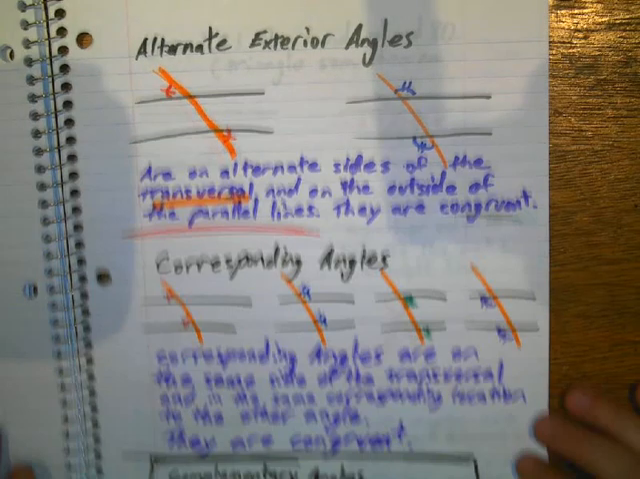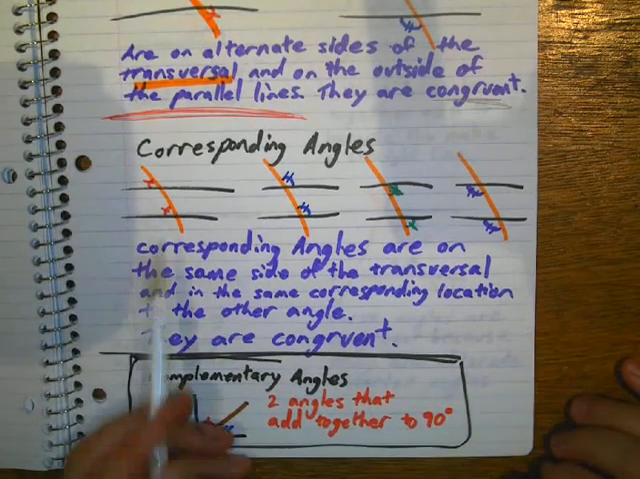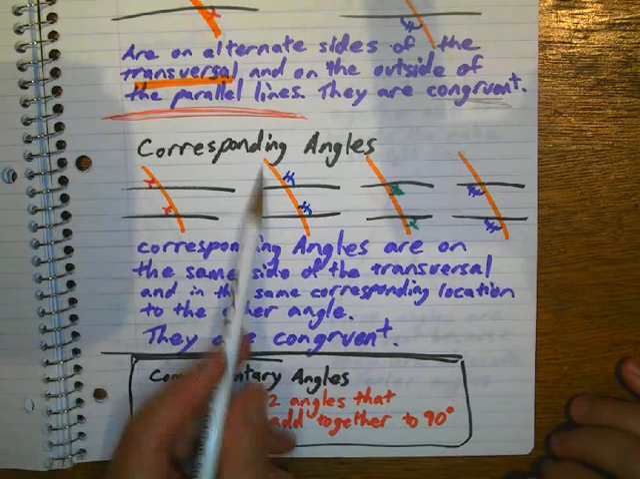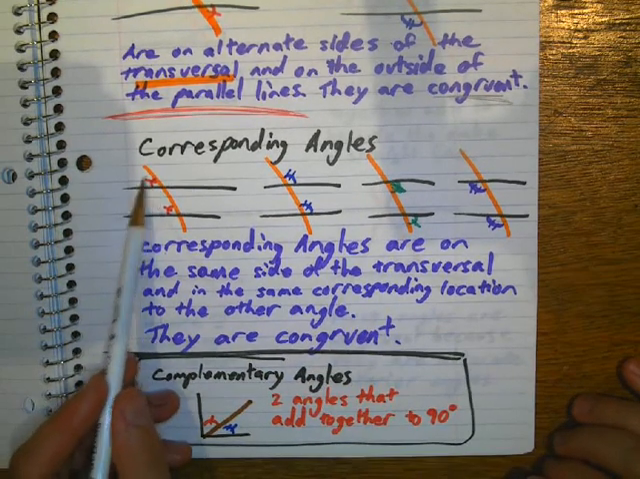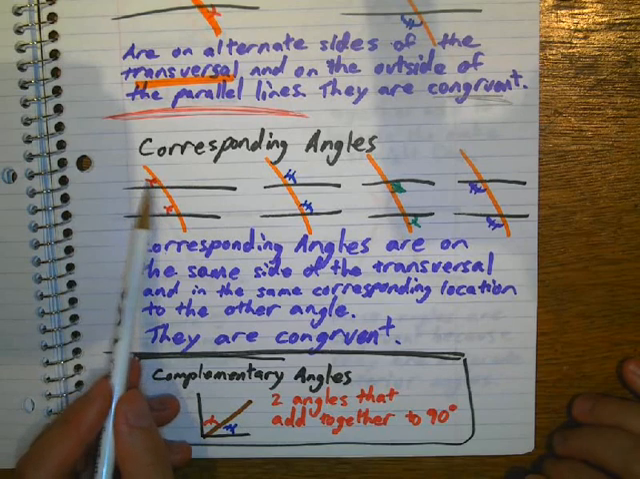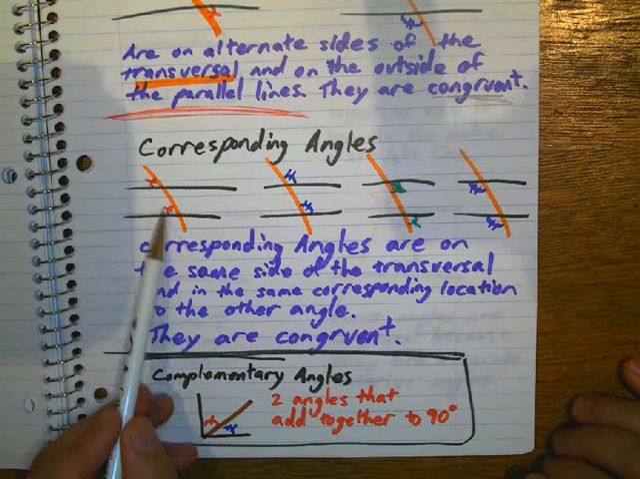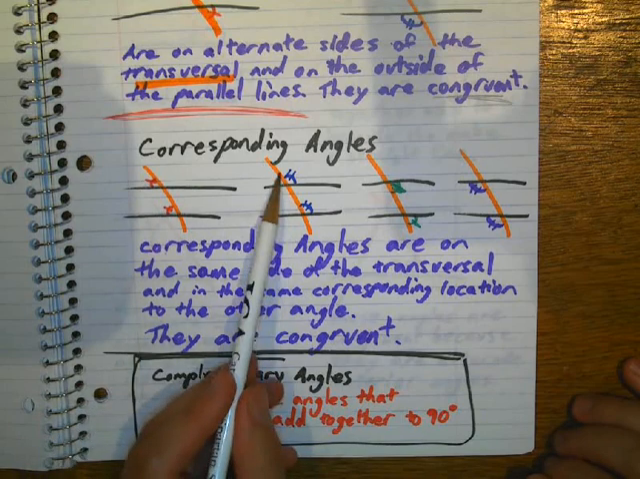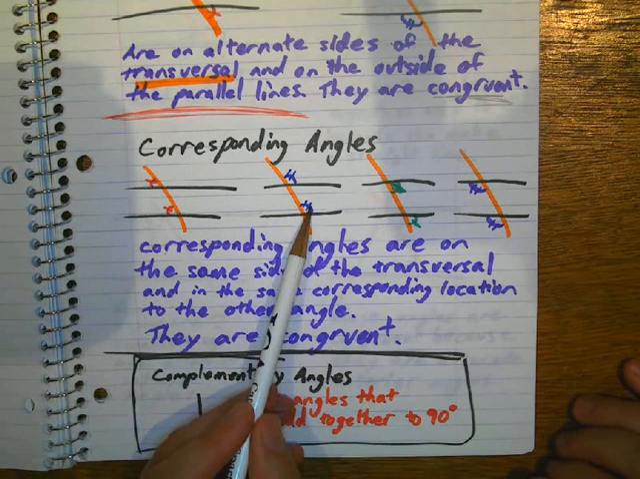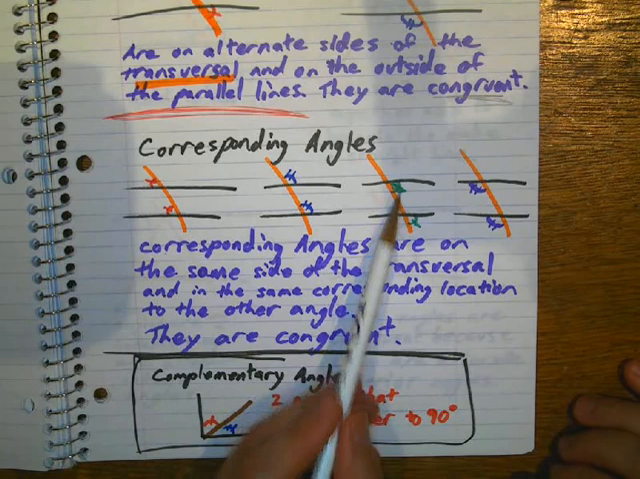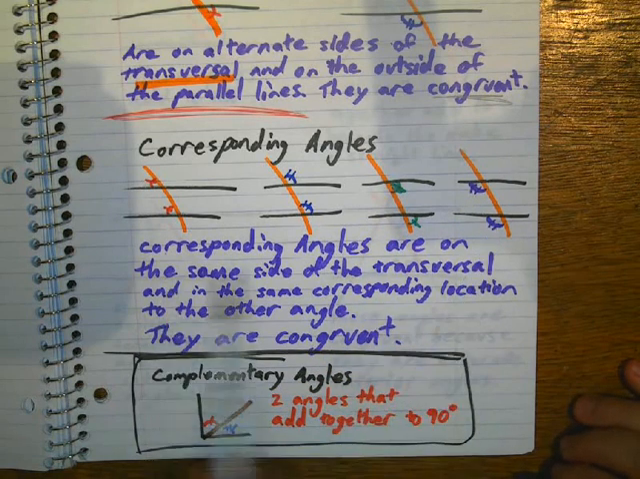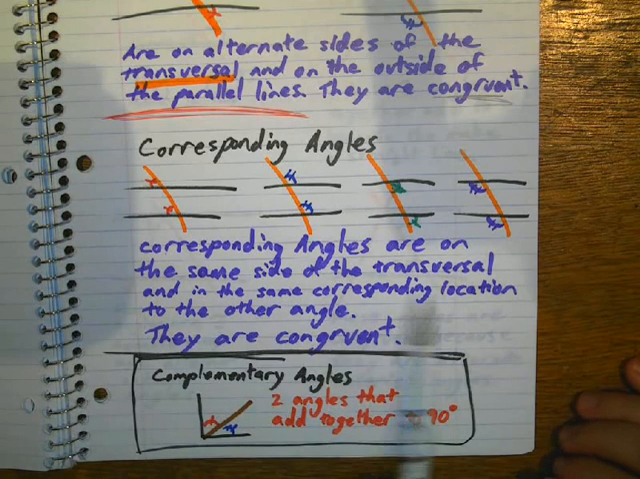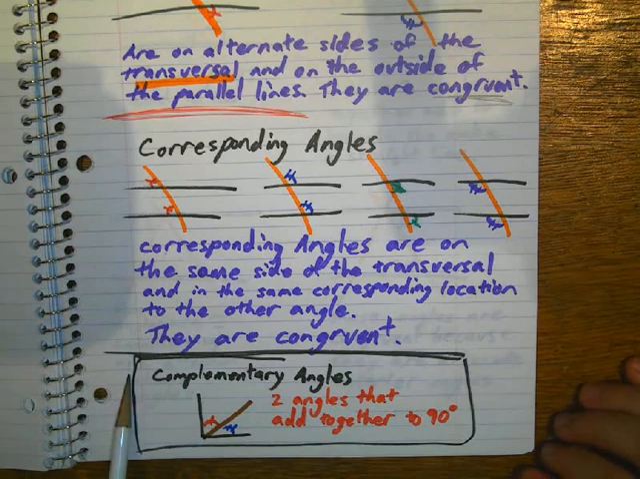Okay. Corresponding angles. Basically they'll be on the same side of the transversal, and they'll be in the corresponding location. So like if this is in the top left-hand corner, this one here is going to be the top left-hand corner. Here, top right-hand corner, top right-hand corner. Bottom right corner, bottom right corner. Bottom left corner, bottom left corner. So corresponding angles are on the same side of the transversal in the same corresponding location, and they're congruent.